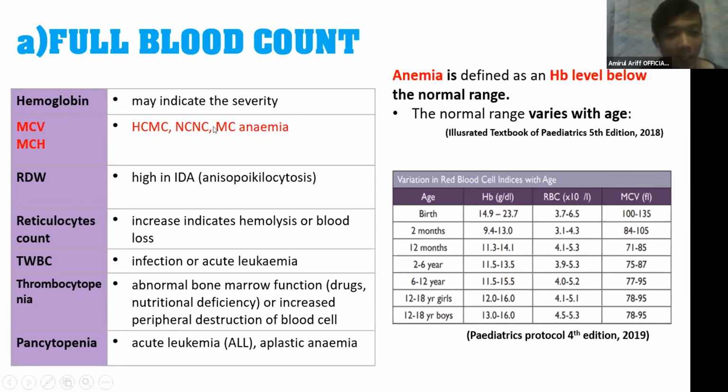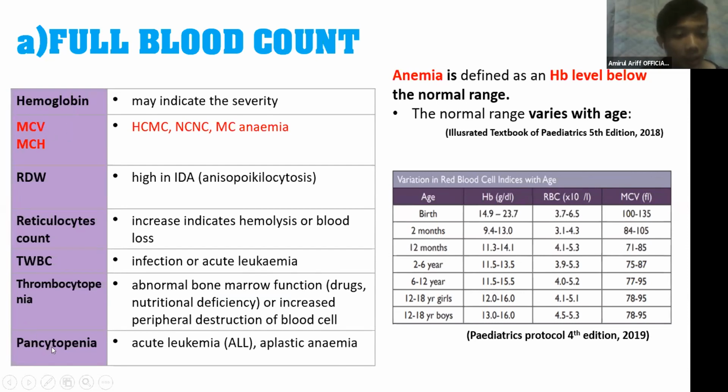So first we look at the hemoglobin that may indicate the severity, but you need to know that anemia is defined as HB level below the normal range, and the normal range varies with the age. This is the normal range of HB in children: different age, different HB, you need to remember this. And MCV is also different between the ages. So that's one of the things that we look for, hemoglobin.